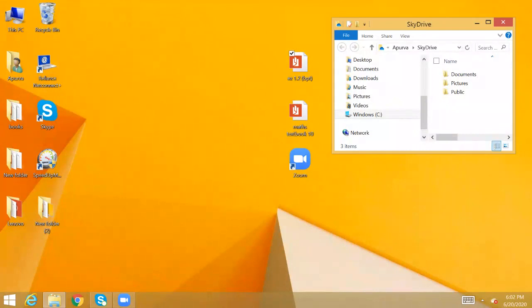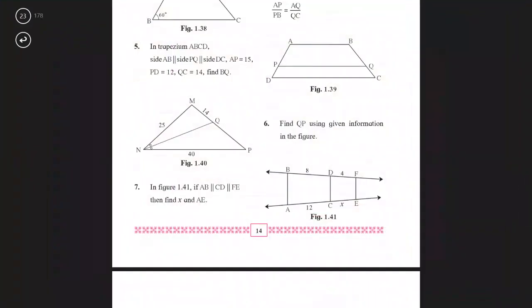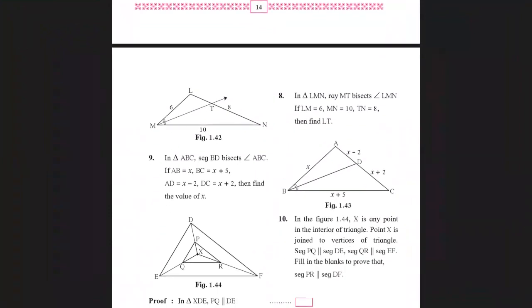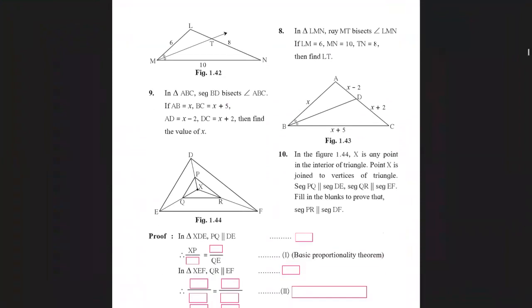Next, we go to question number 8. This I haven't done. You will do it by yourself. Again, it's angle bisector property. Very simple. All values are there. You have to find what is LT. So when you look at the figure, you understand LM upon MN equal to LT upon TN. You have all three values. Find the fourth.